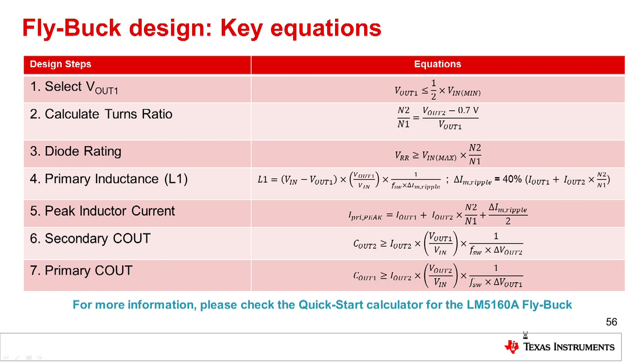Here we have the key design equations for a Flybuck design. Essentially, you want to select your output voltage, calculate your turns ratio, take a look at the diode rating, calculate your primary inductance, and check your peak inductor current, and then select your C out for your primary and secondary side. So these equations are pretty much very straightforward. TI also has a quick start calculator that is keyed to the LM5160 Flybuck regulator. Should anyone be interested in taking a look at those calculators, I encourage them to go to ti.com.